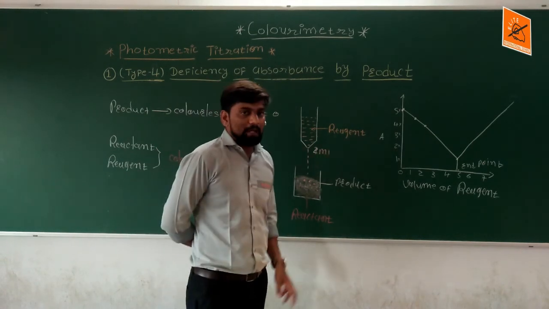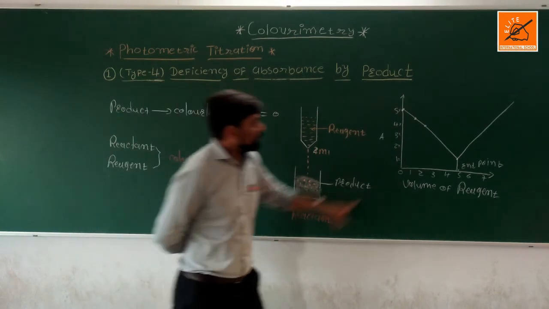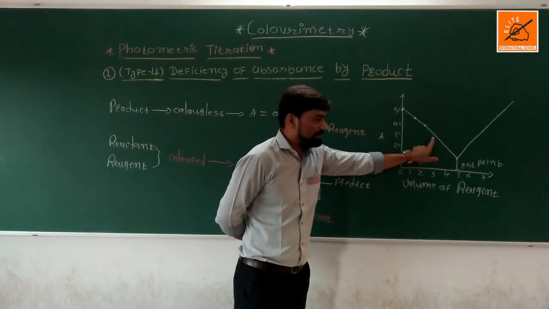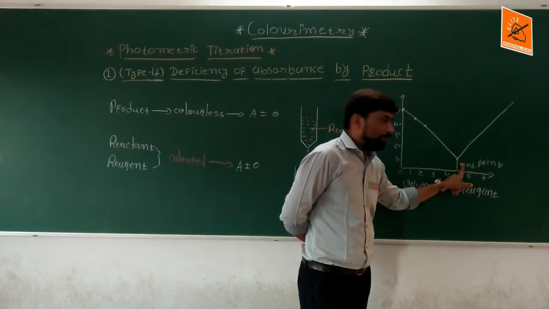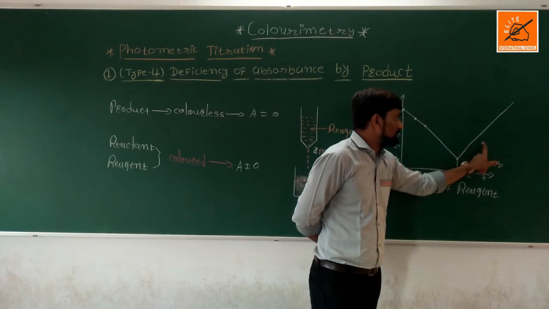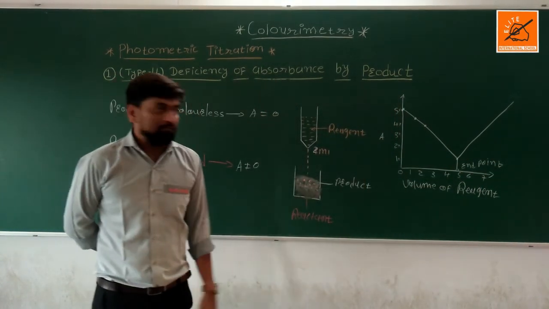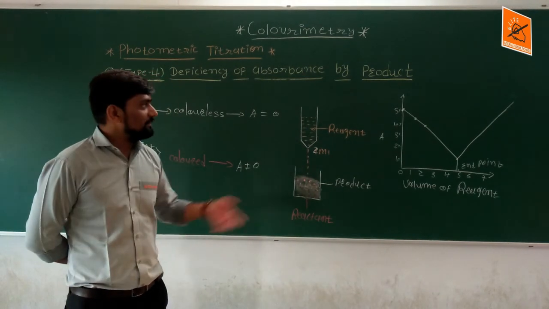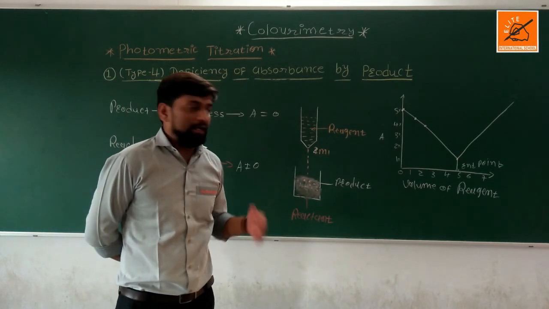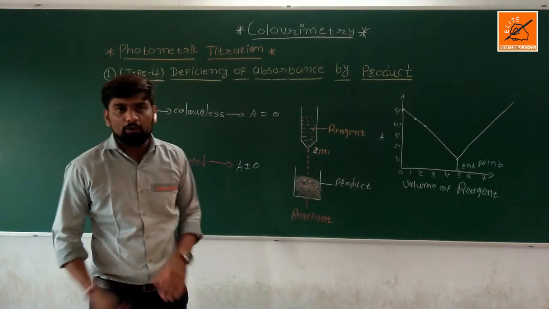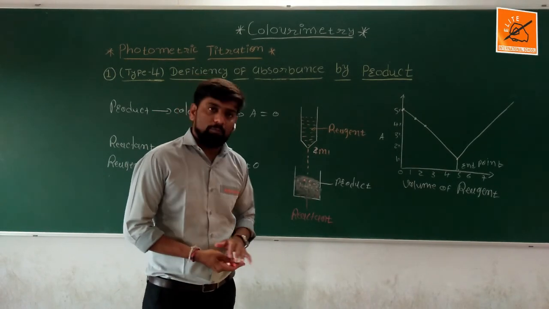This type of graph is obtained when the product is a colorless compound. First, absorbance decreases with addition of reagent up to the endpoint. After the endpoint, absorbance value increases with addition of reagent. So this is all about photometric titration and types of graph, where absorbance is plotted against the volume or concentration of reagent.